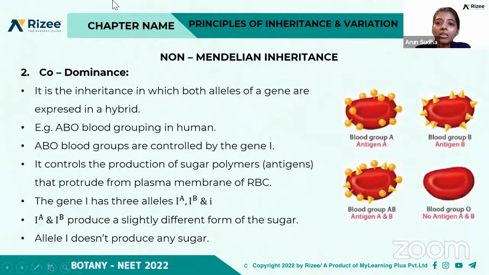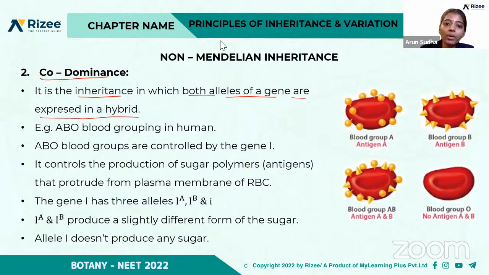And then the next non-Mendelian inheritance is codominance. So what do you mean by codominance? It is the inheritance in which both alleles of a gene are expressed in a hybrid. So if they are present in the form of a hybrid, both alleles will be equally expressed. The example is the ABO blood grouping in humans.